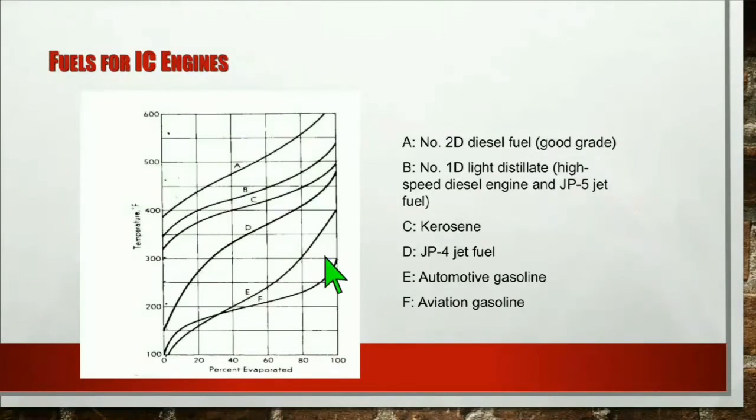There is a graph. On the x-axis we define percent evaporated and on the y-axis we define temperature in degrees Fahrenheit. And there are 6 different lines. Line A, number 2D diesel fuel, which is good grade. Line B, number 1D light distillate, high speed diesel engine and JP5 jet fuel. Line C, kerosene. Line D, JP4 jet fuel. Line E, automotive gasoline, and line F, aviation gasoline.